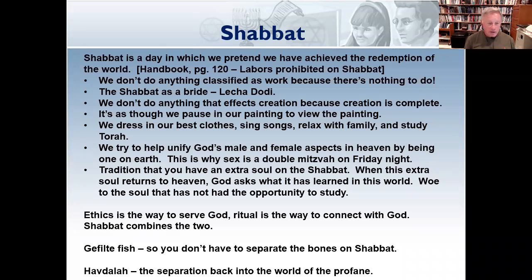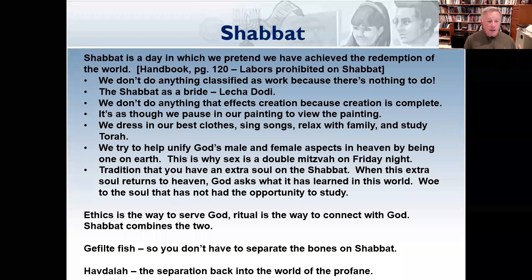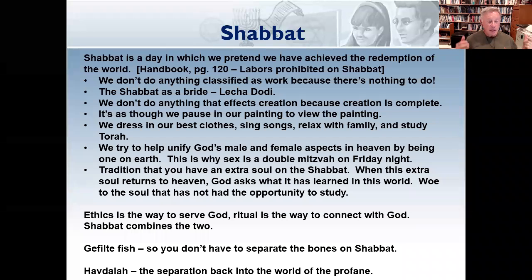What energizes us on that path? The idea that once a week, we pretend we've done it. Once a week, as much as humanly possible, we pretend we have achieved redemption. We don't do any work, not because there's anything inherently bad about work, but because there's nothing to do. We don't spend money because we have everything we need. People who can barely put a decent meal on the table will save up food so that their Friday night dinner will be very, very special. It's considered to be a foretaste of the world to come.